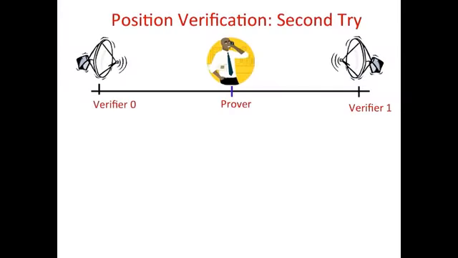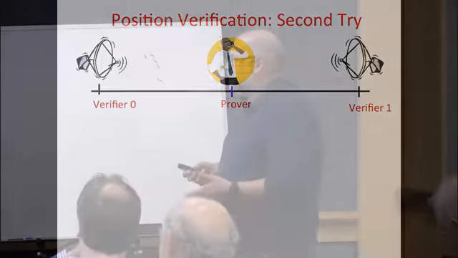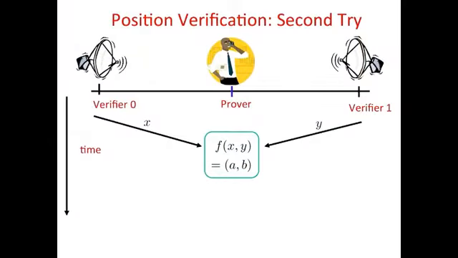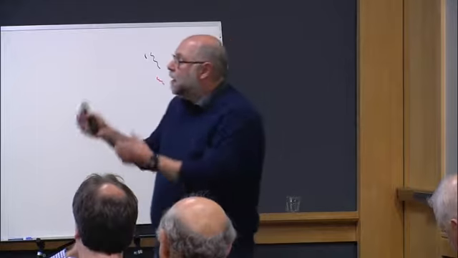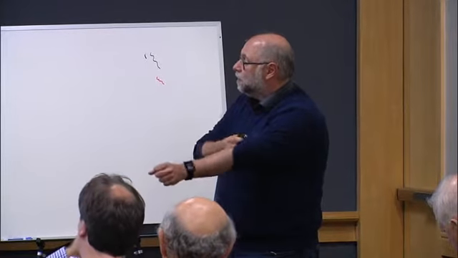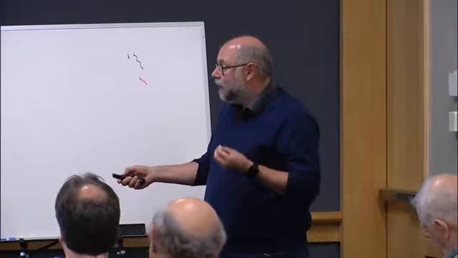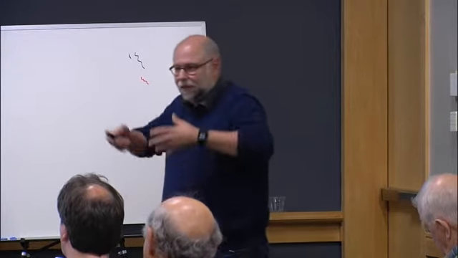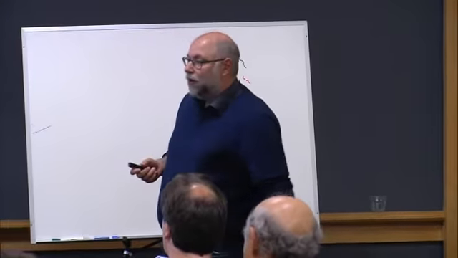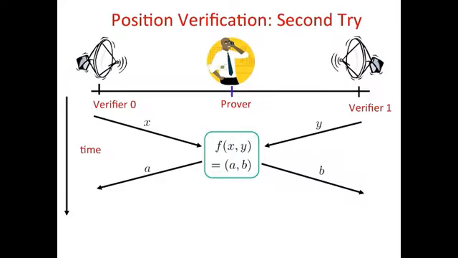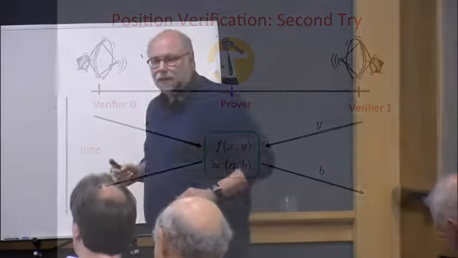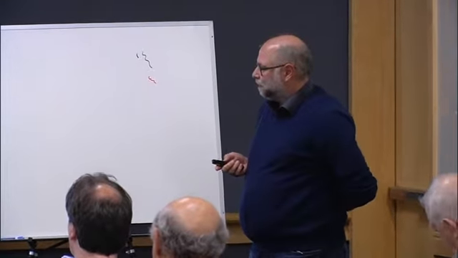So let's try something a little bit more complicated, because it wasn't really used that the X and Y were somehow together at some point. So let's ask the prover to compute some function that depends on both X and Y, and that outputs A and B. It quickly computes that, and then sends A and B back to the verifiers, who time everything. And if everything times out okay, then this person is at the claimed location.